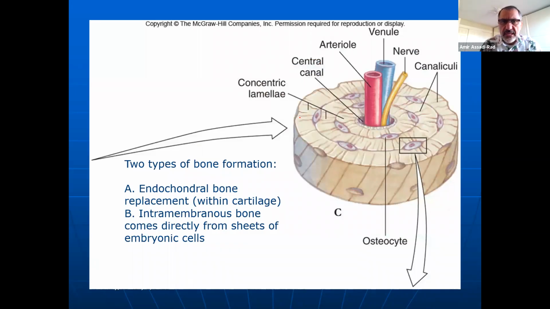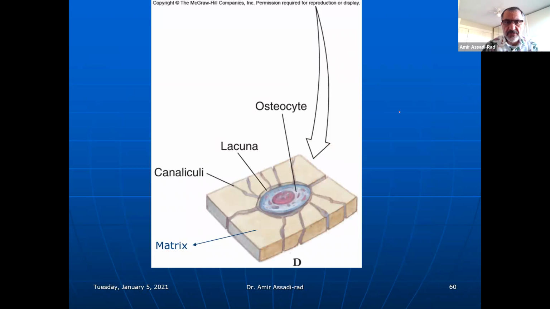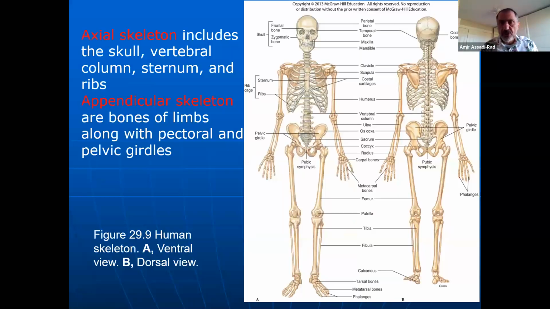Canaliculi, I talked about that. Concentric lamellae. Okay, lamellae, do not worry about it. Lamellae is one ring. Another ring is called lamellae. So matrix is made up of calcium, phosphorus, lacuna, canaliculi, osteocytes. I talked about everything. Okay, I talked about the histology of bone, you guys.